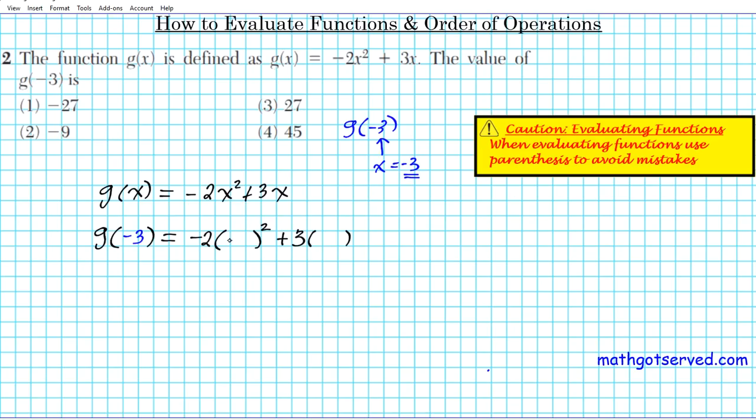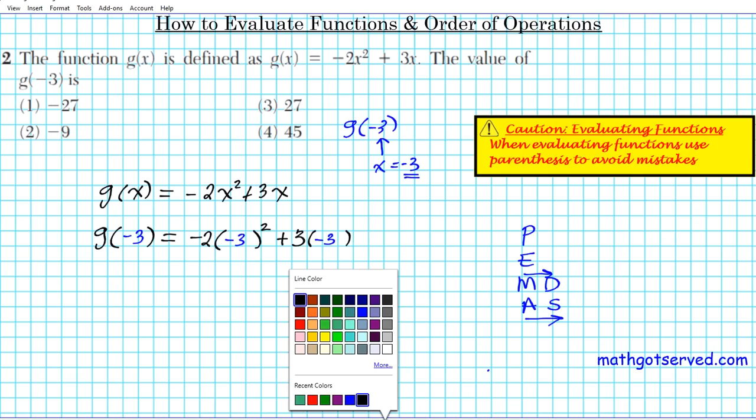All right, so the first x, instead of x squared, we have negative 3 squared, and then 3x is 3 times negative 3. Notice how I put parentheses around these values that I substituted. It prevents me from making mistakes when I'm evaluating the expression using the order of operations. Okay, so we have, please excuse my dear Aunt Sally. Parentheses, exponents, multiply, divide from left to right, and then add and subtract from left to right. Okay, so we're going to PEMDAS this expression real quick, and that will give us our final answer.